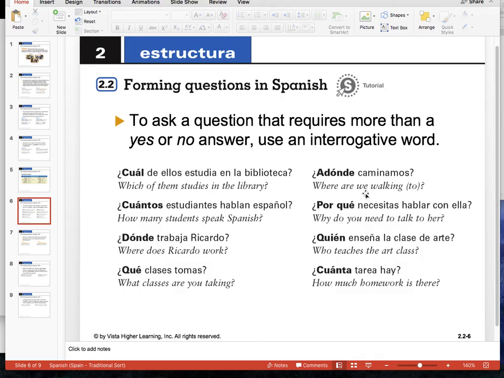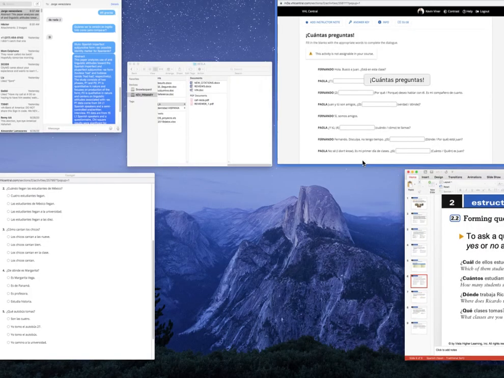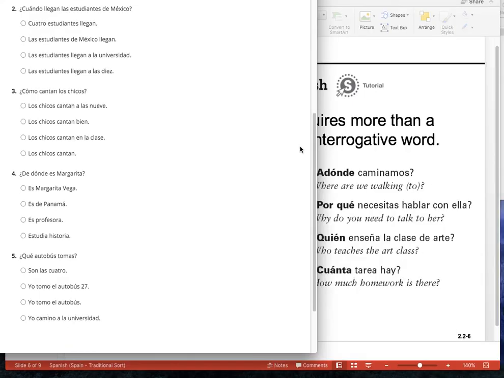All right, muy bien. Vamos a hacer algunas actividades. Let's start with this activity.